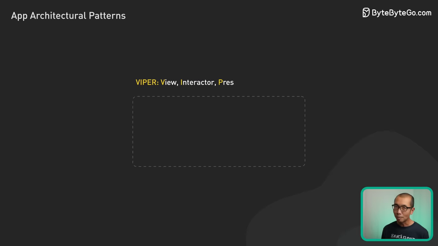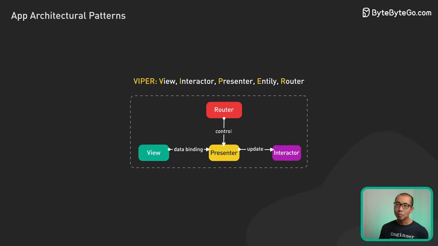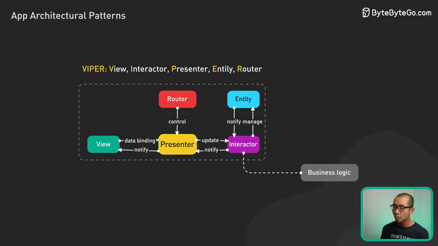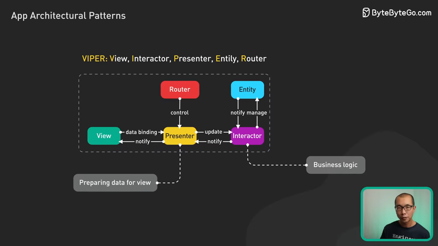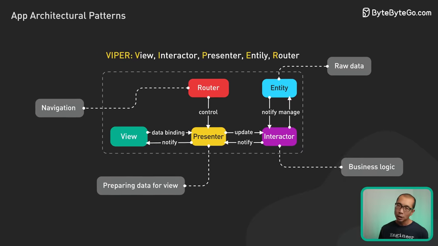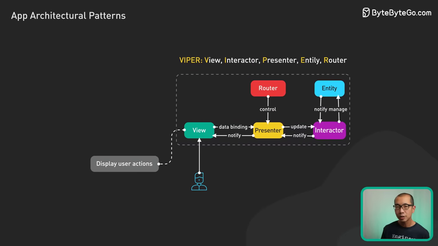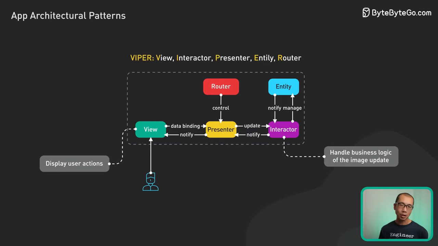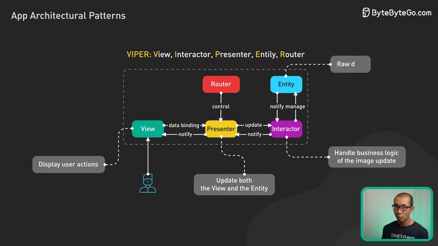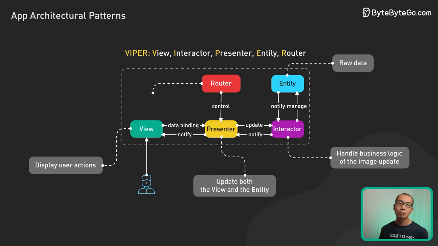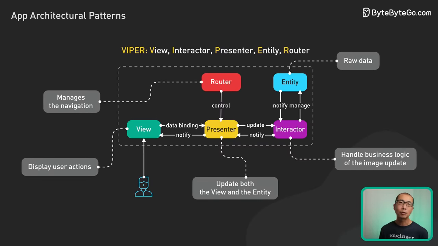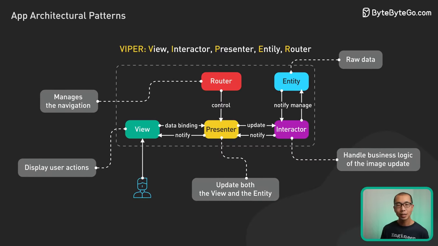Then we have VIPER, the most modular pattern of them all. It breaks things down even further with a view, interactor for business logic, presenter for preparing data for the view, entity for raw data, and router for navigation. The view only displays the user action. The interactor handles the business logic of the image update. The presenter updates both the view and the entity, which is the model equivalent, and the router manages the navigation. This modular approach is especially powerful for large, complex applications.